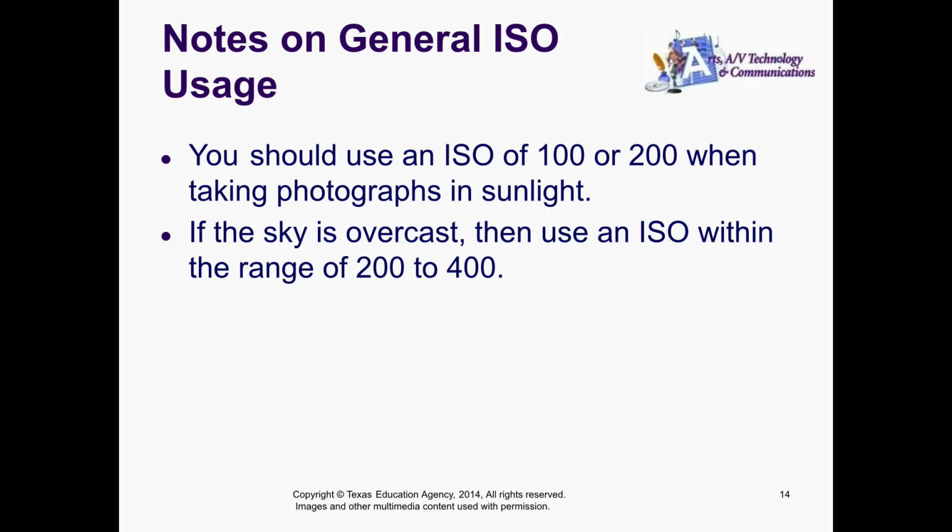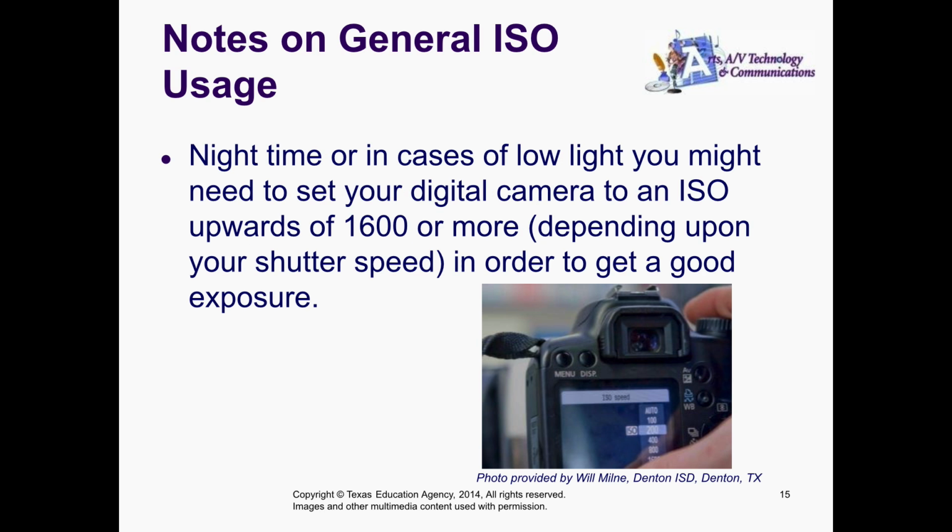You should use an ISO of 100 or 200 when taking photographs in sunlight. If the sky is overcast, 200 to 400. If you're inside, 400 to 800. If it's dark, 1600 to 3200. But if you're walking around our school and you're taking pictures at 3200, you'll be able to notice.